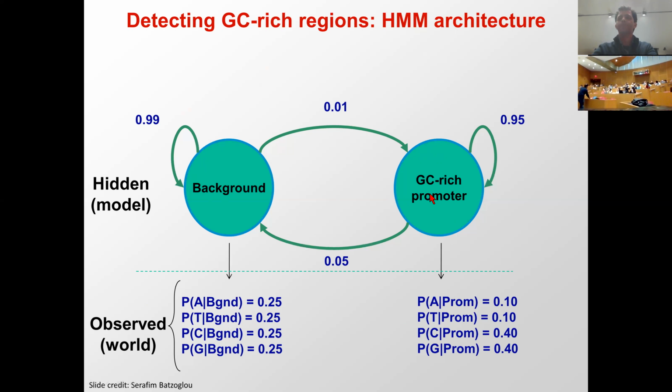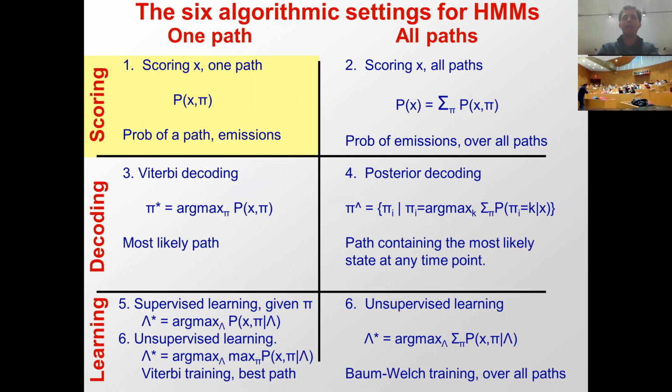Okay. So then the six algorithms that we laid out in this two-dimensional grid were, number one, scoring P(x, pi); decoding the maximum likelihood path, pi star, given our observation x; and scoring the total probability of observing that sequence x, regardless of which path I chose. So summing over the top path, the second best path, the third best path, all the way down, each weighted by their probability. And then posterior decoding was effectively another way of annotating the set of hidden states that most likely corresponds to that sequence.